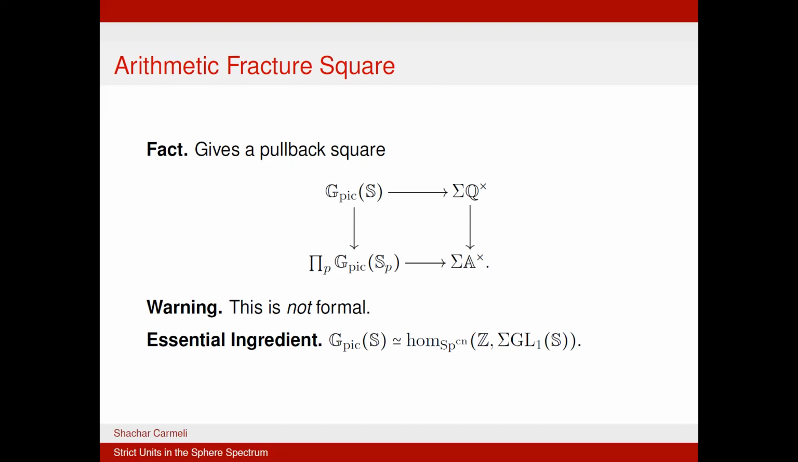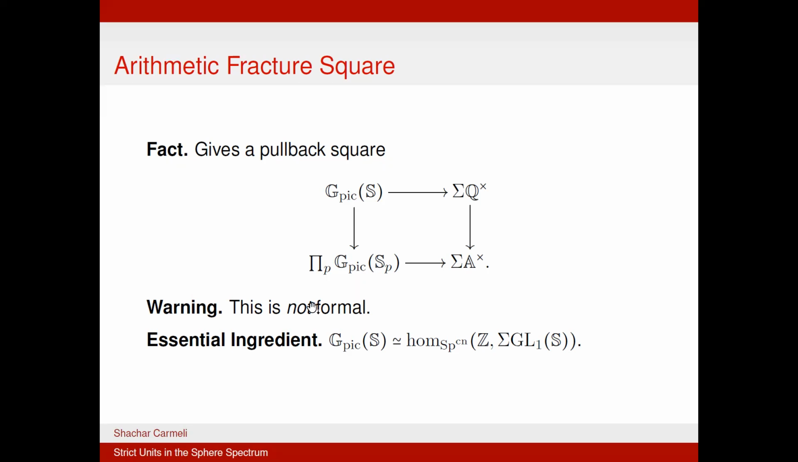So the key point here is that the strict Picard spectrum of the sphere is actually the same as maps from Z to the suspension of GL1 of the sphere. Or in other words, no suspension of the sphere is strict as a Picard. So like the only strict Picard element of the sphere is the sphere itself. It just might a priori be strict in many different ways.